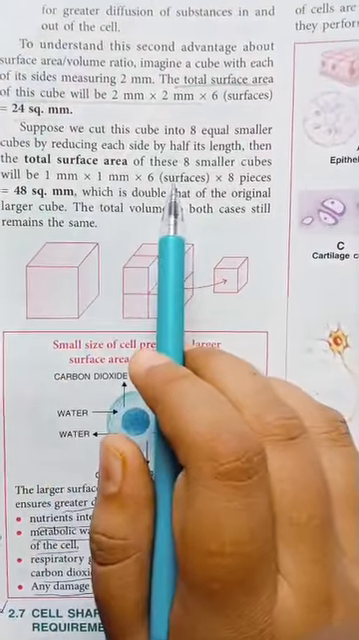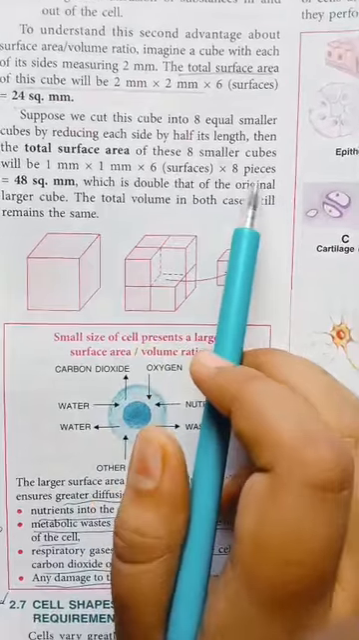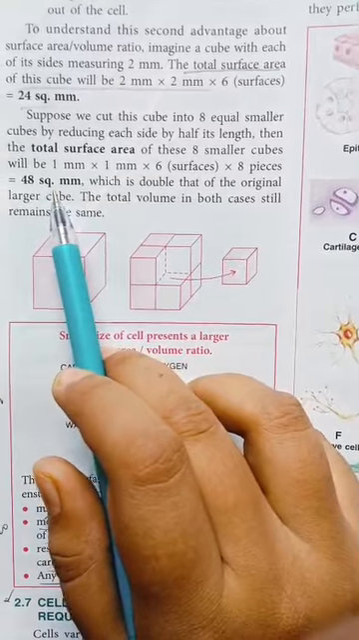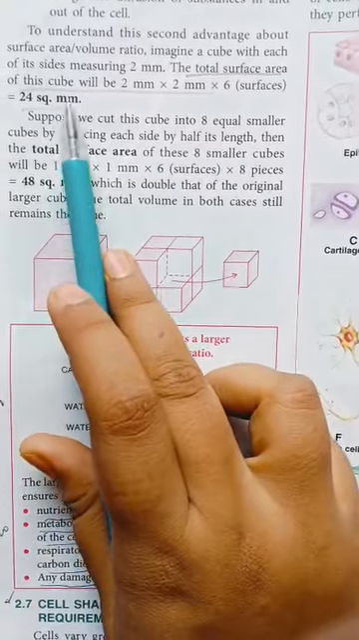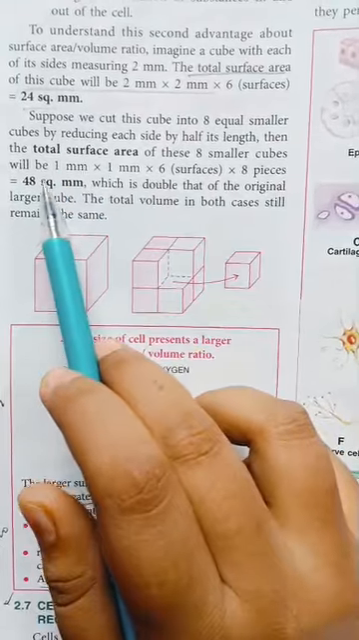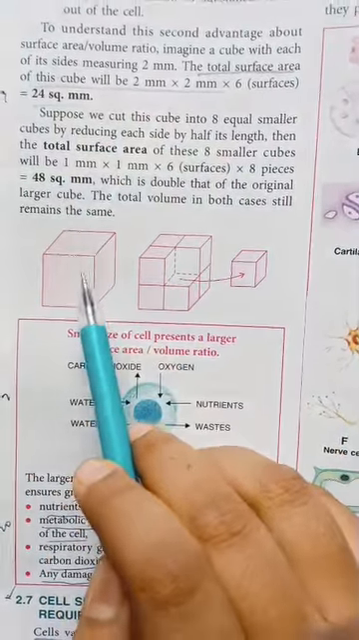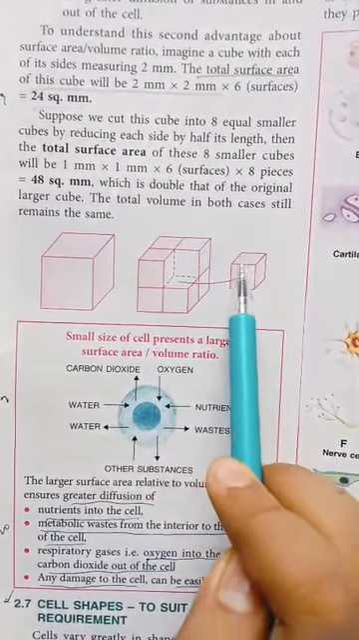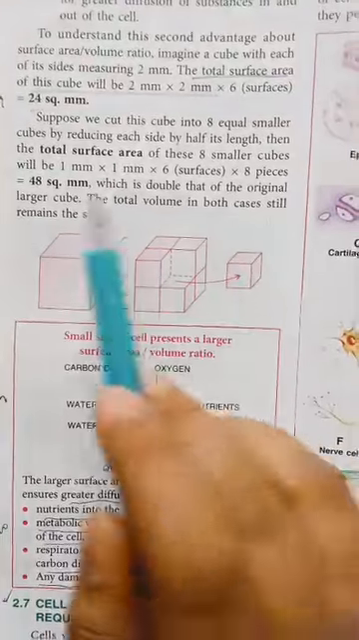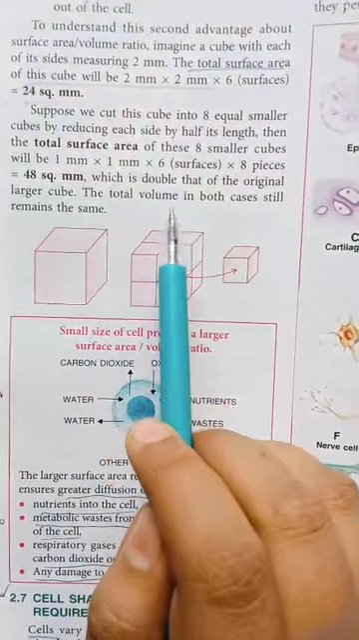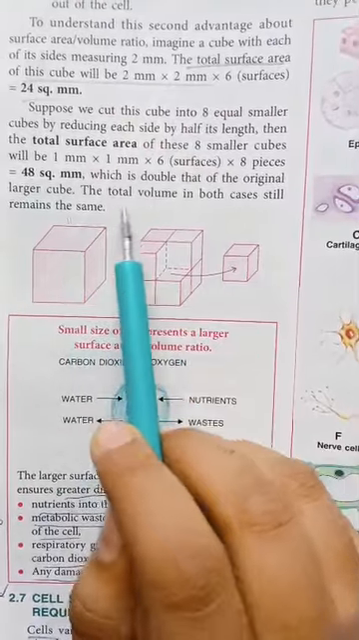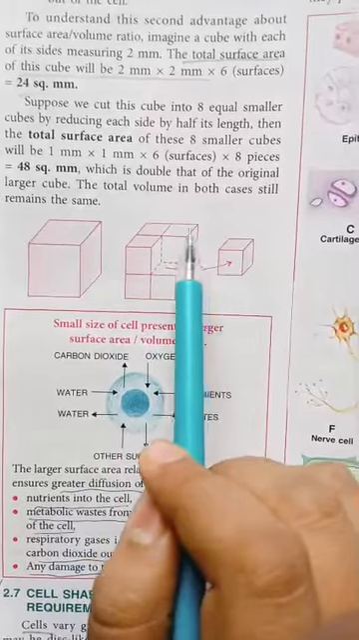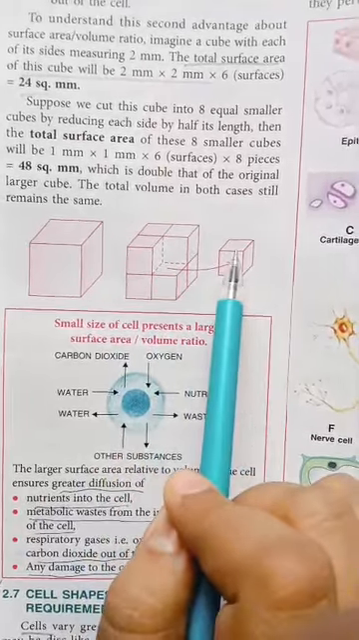1 millimeter by 1 millimeter by 6 faces, times 8 pieces. So for 8 pieces, it becomes 48 square millimeters. The 24 square millimeters of the single cube converts into 48 square millimeters. If we cut the big cube into 8 small cubes and add their surface areas, we get 48, which is double that of the original large cube. The total volume in both cases remains the same. Volume remains the same, but the surface area increases.